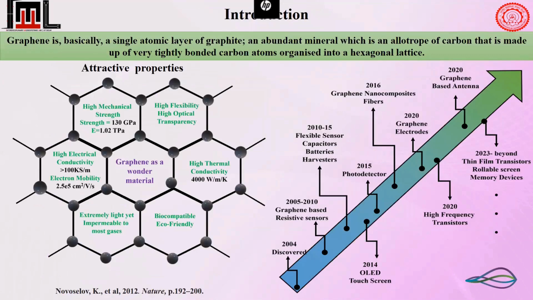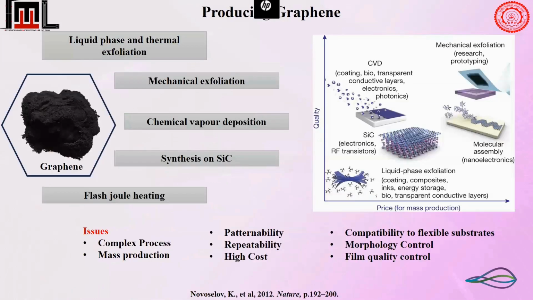So all of us know that graphene is basically a single atomic layer of graphite, and it's abundantly available and highly usable. With its discovery in 2004, people began to use graphene for various applications, like creating graphene-based sensors, like flexible sensors, and graphene electrodes as well. But this was only possible when they came to know about its attractive properties, like high mechanical strength, a very high Young's modulus, as well as being highly flexible with high optical transparency. And with all these properties together in a single material, they came to know graphene as a wonder material.